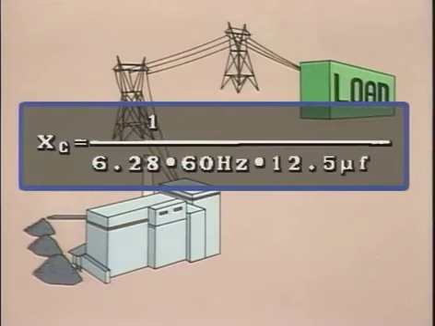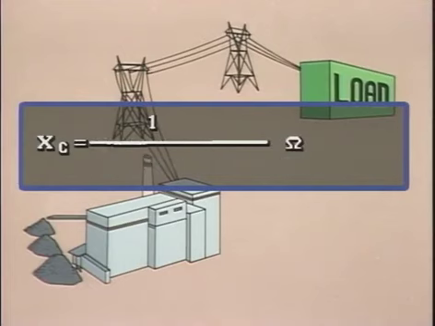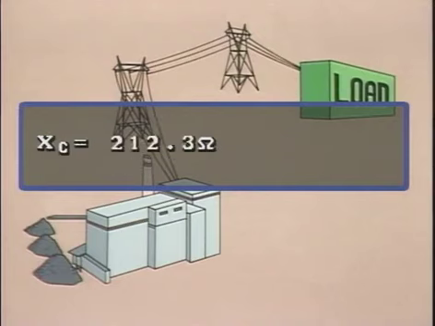Substituting the known values into the equation, we get X sub C equals 1 divided by the quantity 2 pi, 2 times 3.14, or 6.28, times frequency, 60 hertz, times capacitance, 12.5 microfarads. Multiplying the values out, we find that X sub C equals 1 over 0.00471. Working through the division, we see that X sub C equals 212.3 ohms. So the capacitive reactance of the 25-mile transmission line is about 212 ohms.